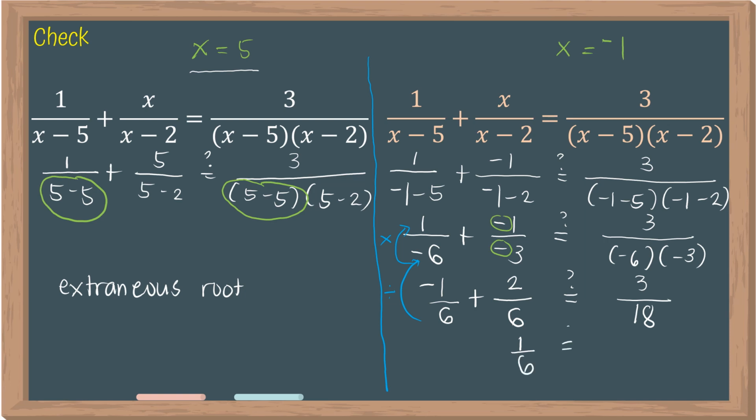Will that be equal to 3 over 18? So 3 over 18, as you can see, 3 and 18 are both divisible by 3. So 3 divided by 3, that will be 1. 18 divided by 3, that will be 6. So in this case, our right side will also be 1 over 6. And that makes our equation true.